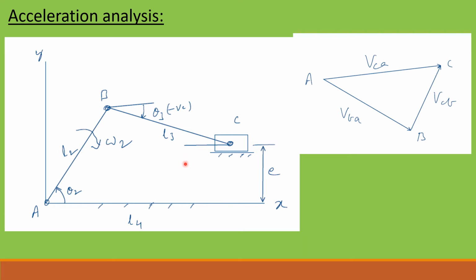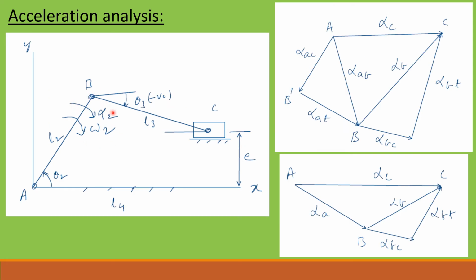So velocity polygon can be drawn as drawing a line AB that is perpendicular to crank AB and another line BC that is perpendicular to coupler BC. Velocity of slider C with respect to A can be found by drawing line A and C by joining points A and C. So VCA is the velocity of the slider with respect to A. So this is the velocity polygon. In the next slide, let us discuss acceleration polygon.